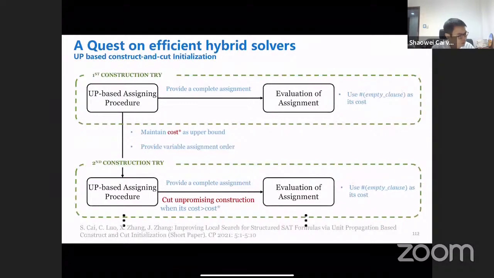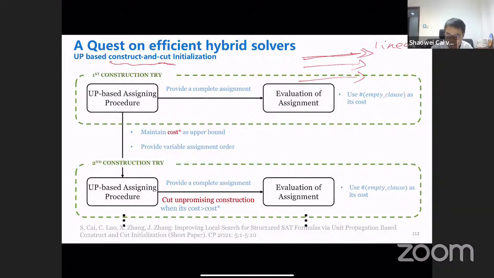Later on, we try to improve it by proposing a construct and cut framework, because in the previous slide we just do one procedure, and it's linear time. It's a linear time to produce the initial assignment, but we just get one. And I was thinking maybe we can do several times and pick the better one, but we need to save the overhead, so we can cut it.